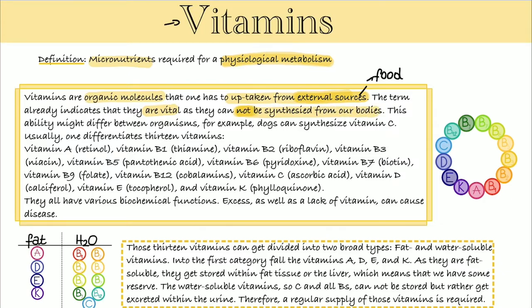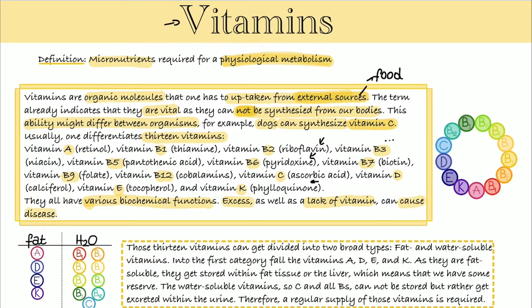The ability to synthesize these substances might differ between organisms. So for example, dogs can synthesize, well, for them it's not a vitamin, but for us it's vitamin C. We've got 13 different ones. So vitamin A, B1, B2, B3, B5, B6, B7, B9, B12, vitamin C, D, E and K. And of course all of them have proper names which you can read, but I guess it's not necessary to know them, for an introduction at least. They all have various biochemical functions, and excess as well as lack can cause disease. We'll hear more about that in a minute.